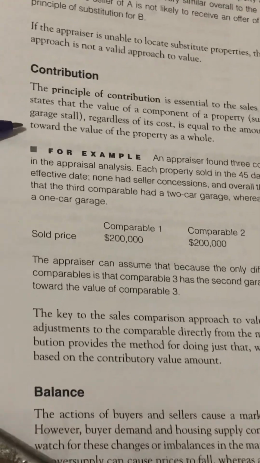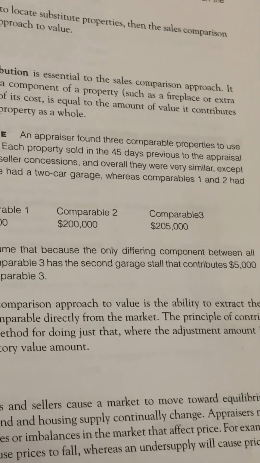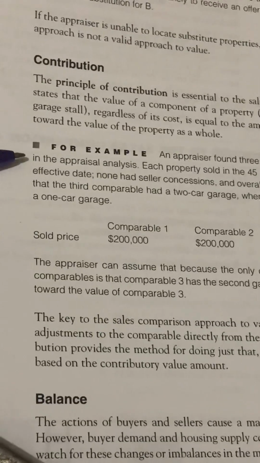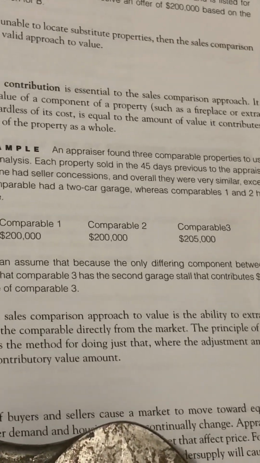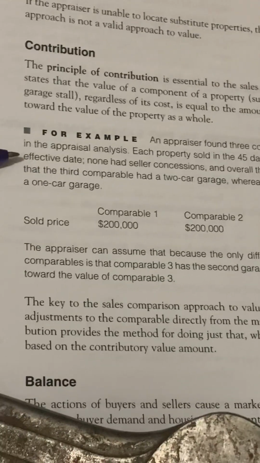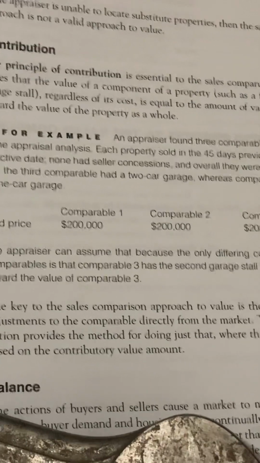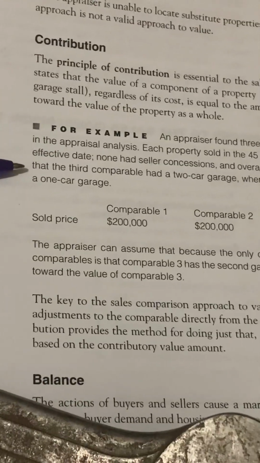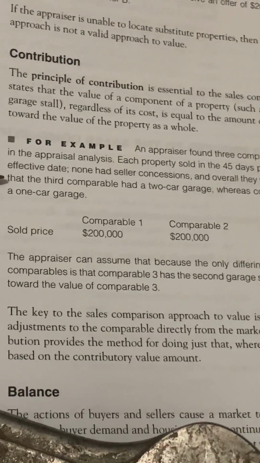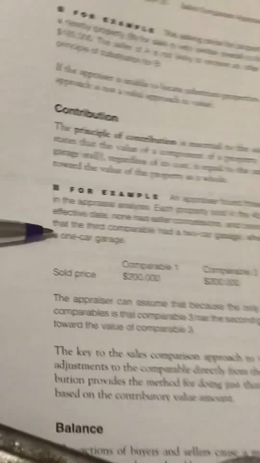For example, an appraiser found 3 comparable properties to use in the appraisal analysis. Each property sold in the 45 days previous to the appraisal effective date. None had seller concessions, and overall they were very similar, except that the third comparable had a 2-car garage, whereas comparables 1 and 2 had a 1-car garage.